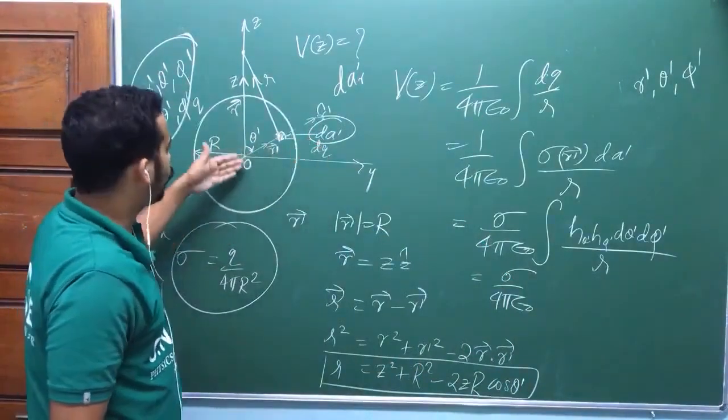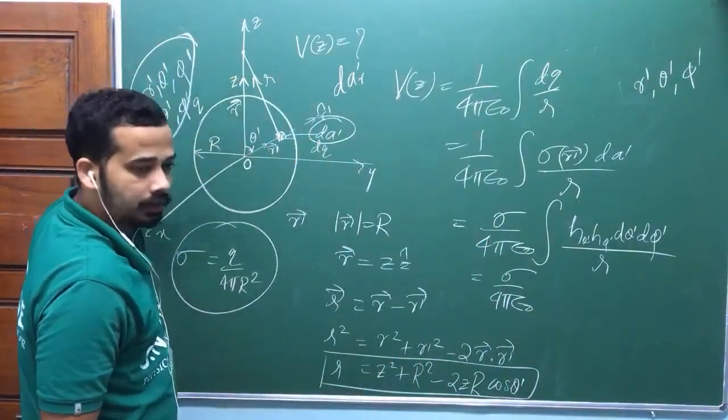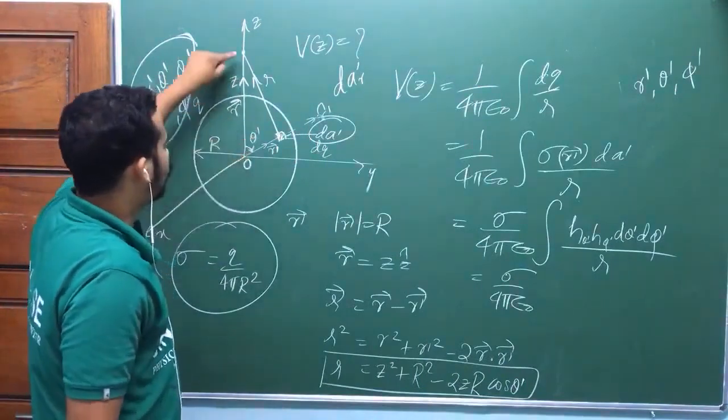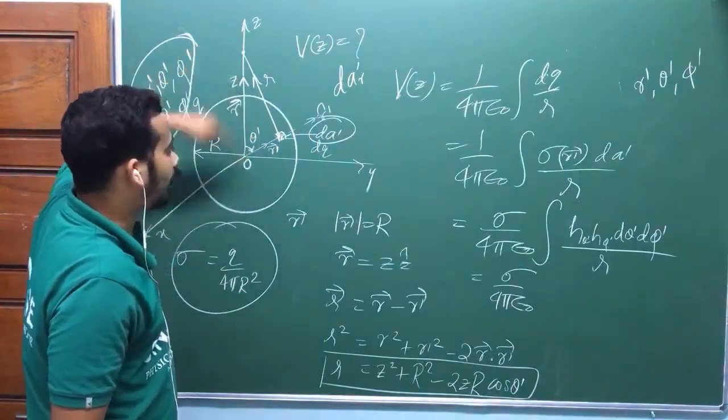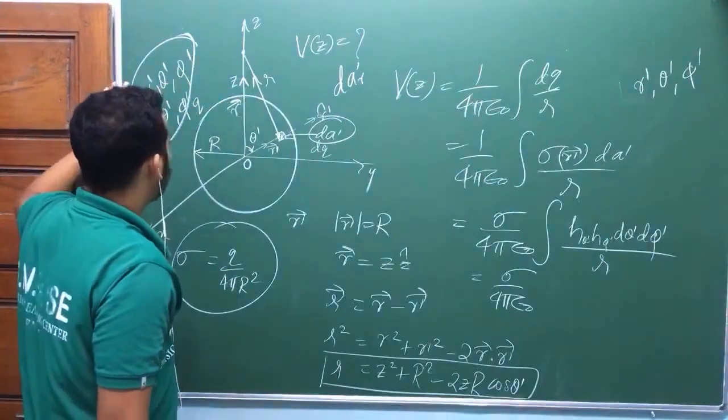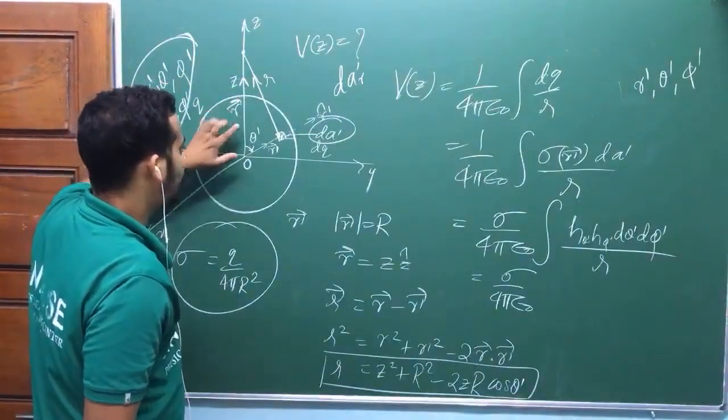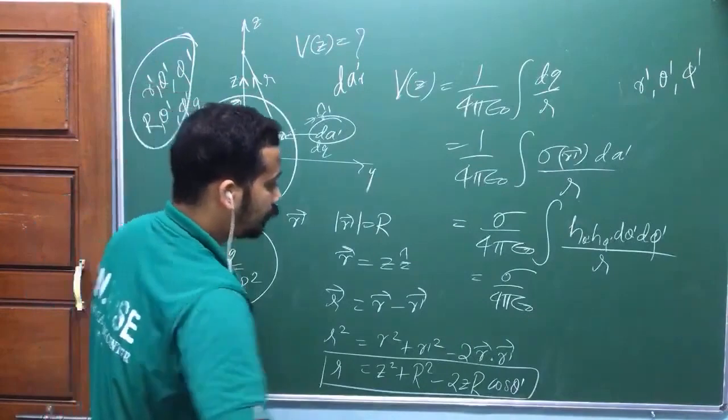Is that okay? If we had taken this one as something else, that would have been okay. But the point of interest from the origin, that is R, am I right? We are not integrating with respect to that R. We are integrating with respect to the other R. That's why you need to change, okay?